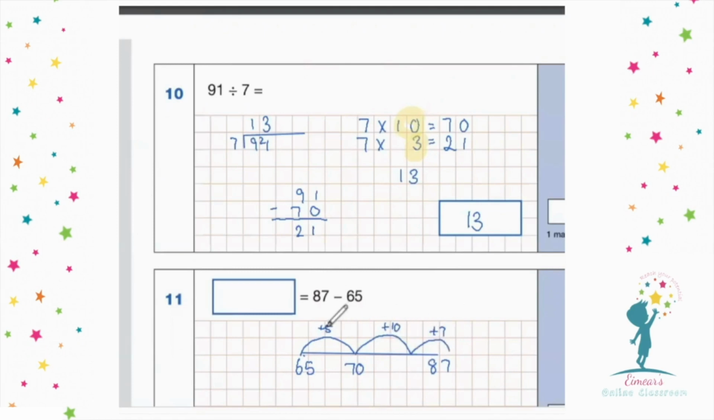10 plus 5 is 15. 15 plus 7 is 22, or 10 plus 7 is 17, 18, 19, 20, 21, 22. So our answer is 22. Lots of children will, though, automatically go to doing the standard written method, which is 87 minus 65. 7 take away 5 is 2, 8 take away 6 is 2. Either way is perfectly correct.